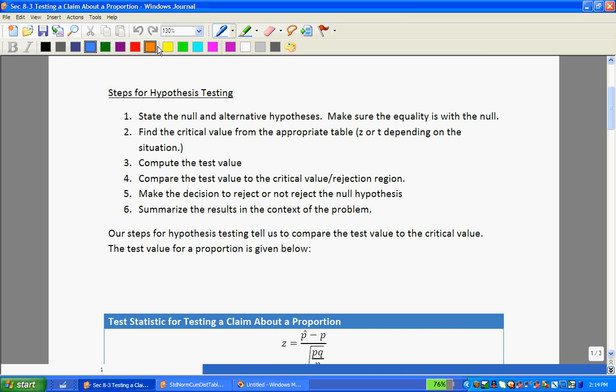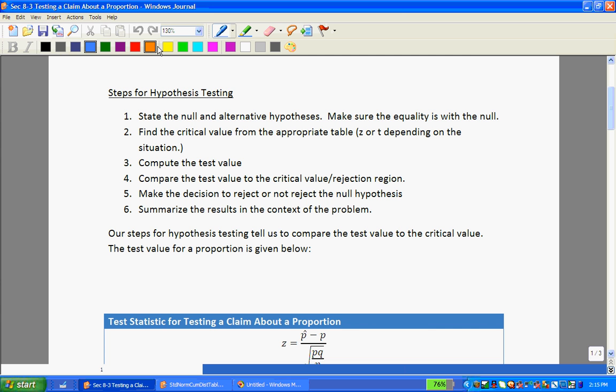Step 4, compare the test value or test statistic to the critical value and rejection region that you found in step 2. Step 5, make the decision to reject or not reject the null hypothesis, or fail to reject is another way we say that. And finally, step 6, summarize the results in the context of the problem. So don't just say, yes, we rejected or we failed to reject. Talk about what that means in the context of the problem. Okay, so that summarizes pretty much everything we did in the previous section.